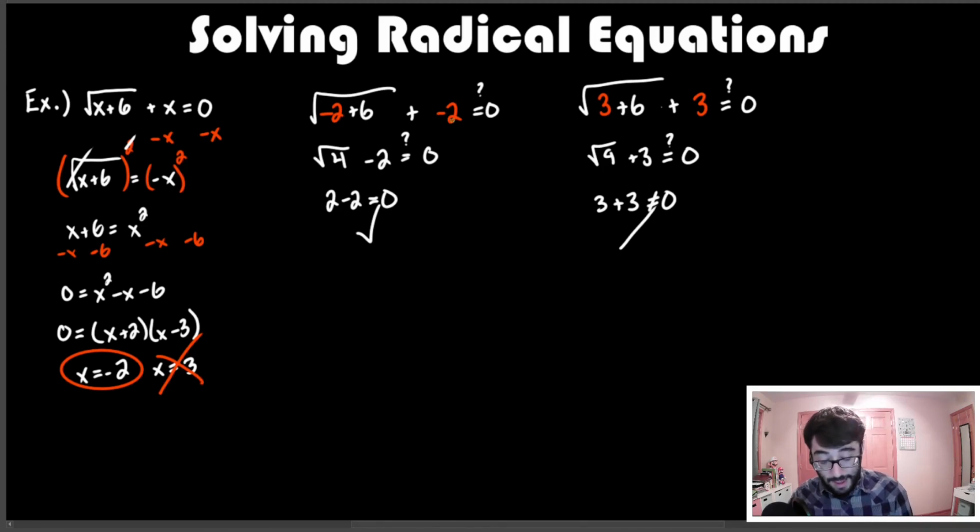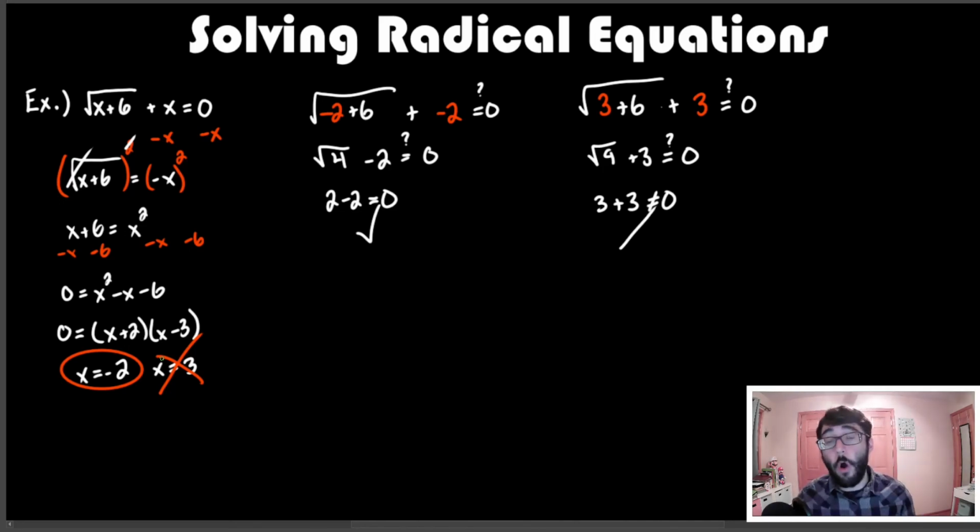Well, when I plug negative 2 into the original equation, it checks out, so negative 2 is our solution. Once I plug in 3, I end up getting 3 plus 3 is equal to 0, which is simply not true, which means 3 is an extraneous solution. So negative 2 would be the only answer for this problem.